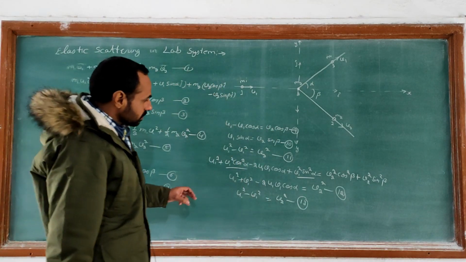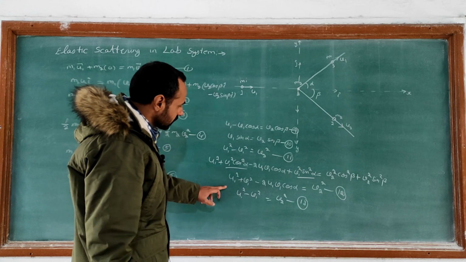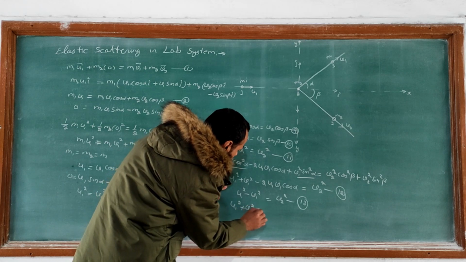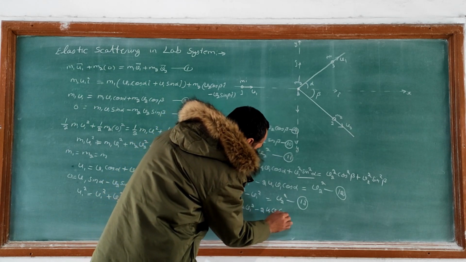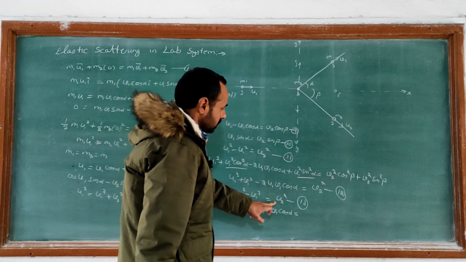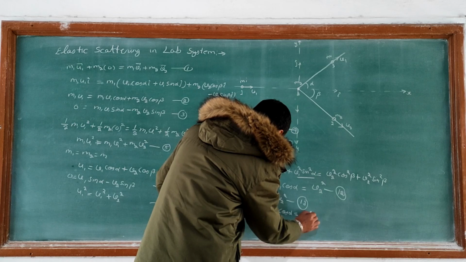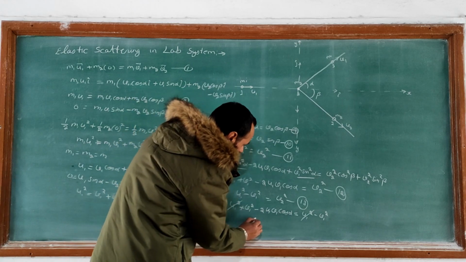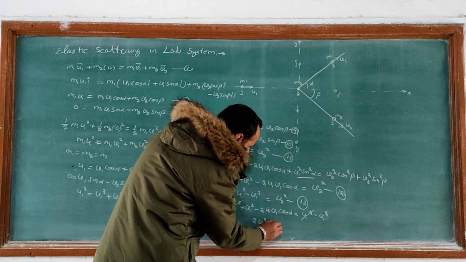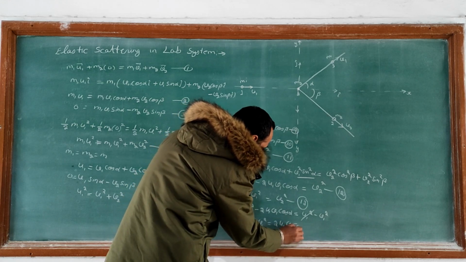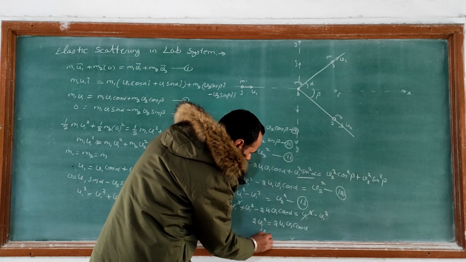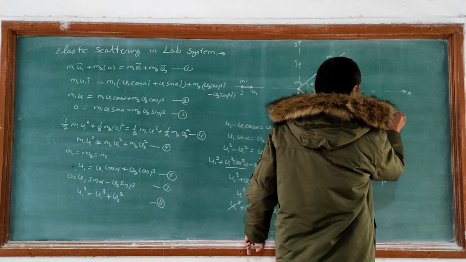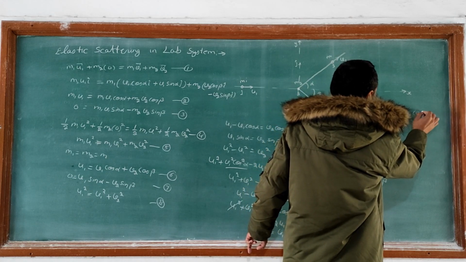From equation number 13 and 12 we have u1 square plus v1 square minus 2 u1 v1 cos alpha is equal to u1 square minus v1 square. So from here this term is cancelled, so it is 2 v1 square is equal to 2 u1 v1 cos alpha. From here we get v1 equal to u1 cos alpha.